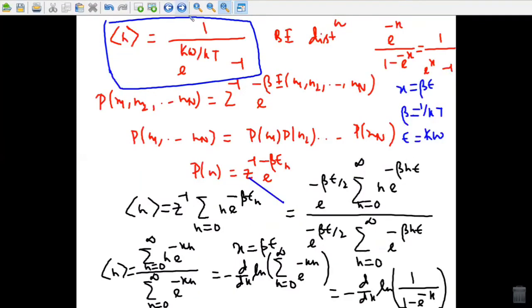So yeah, this is another important aspect. And the interesting question is the average value of n, that is, the degree of excitation of the oscillator, which is also represented as n average equals 1 upon e to the power h cut omega upon kT minus 1, which is the celebrated Bose-Einstein distribution, right?